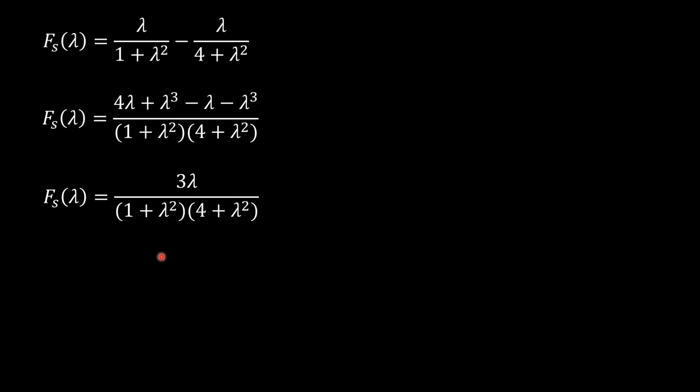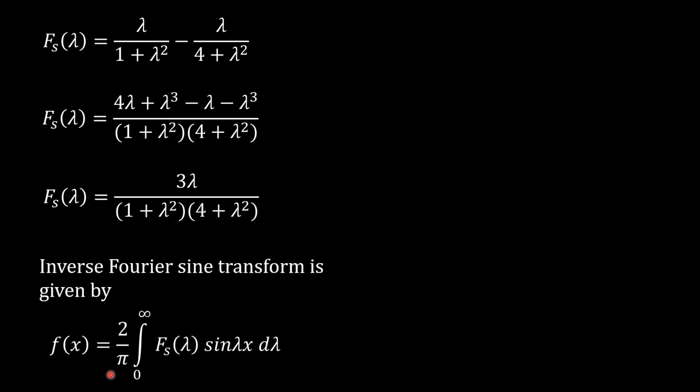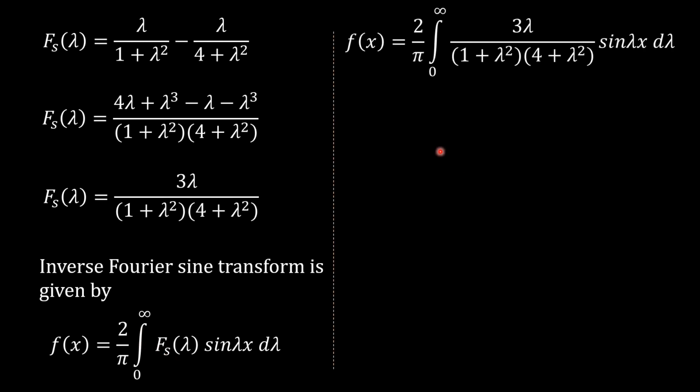To establish that representation, we have to replace this Fs lambda into the inverse Fourier sine transform, which is given by f of x is equal to 2 upon pi integration from 0 to infinity Fs lambda sine lambda x d lambda. So replace this Fs lambda here in f of x. That will give us f of x is equal to 2 upon pi integration from 0 to infinity 3 lambda divided by (1 plus lambda square) into (4 plus lambda square) sine lambda x d lambda.